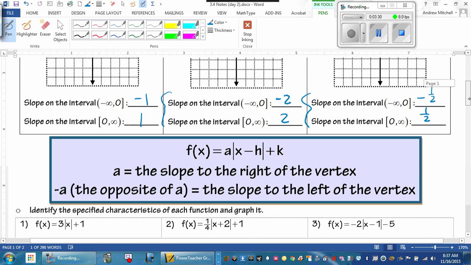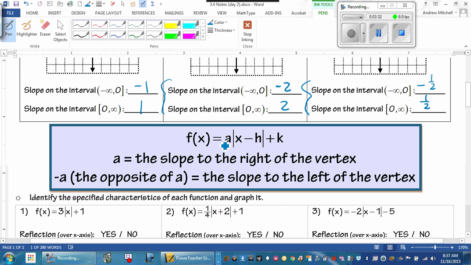And that's what's written right down here. If our formula looks like this, f of x equals a times the absolute value of x minus h plus k, this value right here, a, is going to be the slope to the right of the vertex. And then the opposite of a, because a could be a negative number, we can see that up there, is going to be the slope to the left of the vertex.